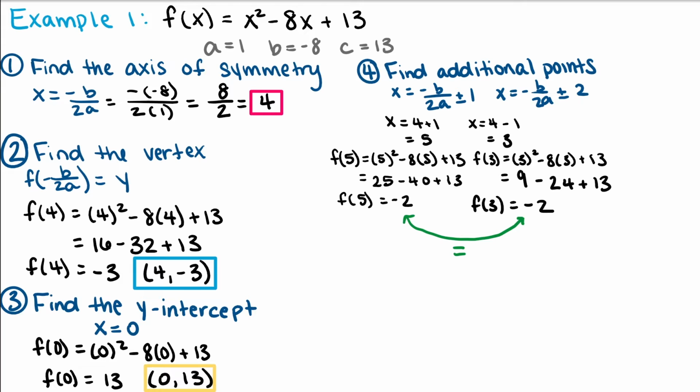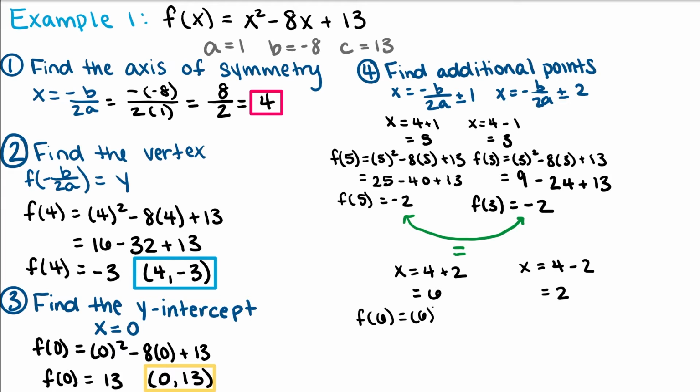So we can use this to save some time when we're solving x equals negative b over 2a plus or minus 2. We've just proven that at 6 and at 2, these will be the same value, so we only need to solve this once. So let's plug in 6.